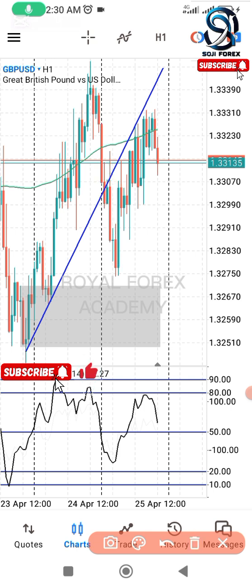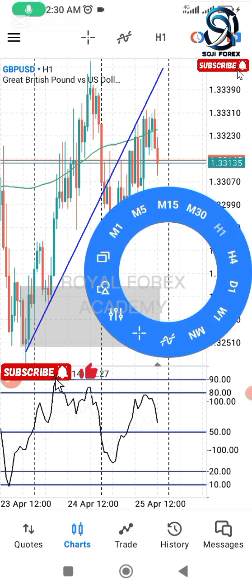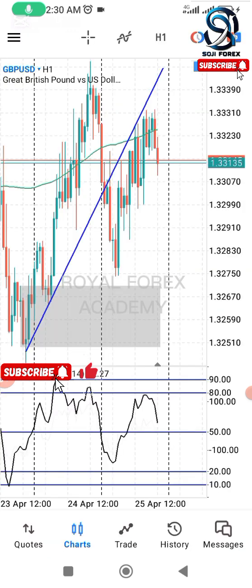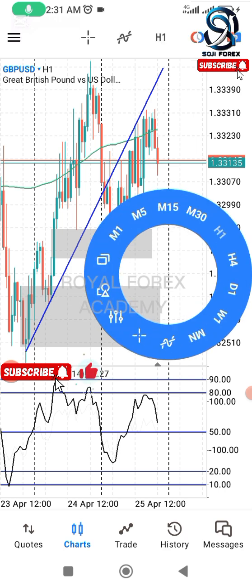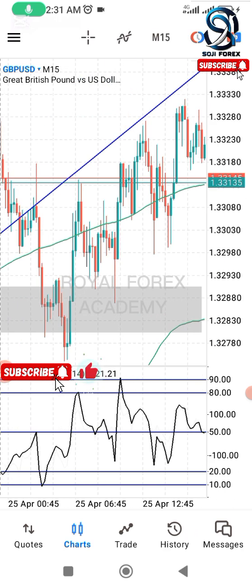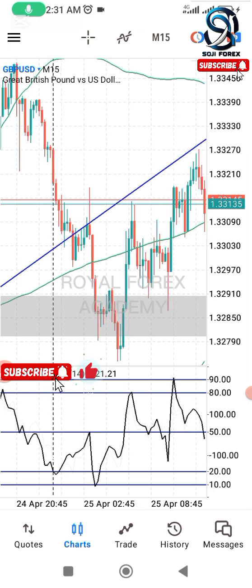Now one of the reasons why this happens is that if you look carefully, aside from the other point of interest, there is an imbalance here, which is a fair value gap. So when price came down, what it did here was fill the fair value gap and then pull back to the upside. Now let's look at this point of interest, where the price filled the fair value gap on a 15-minute time frame.